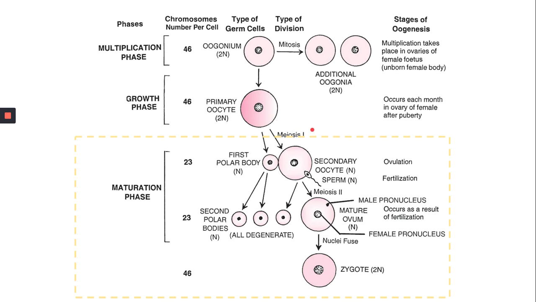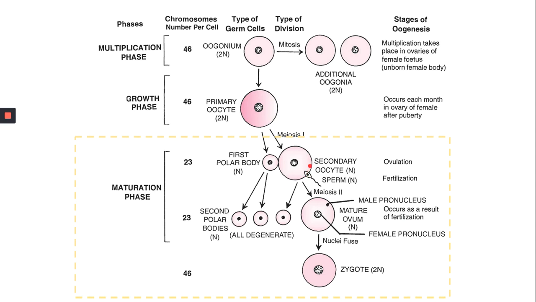Then when the girl is born and reaches her puberty, that's when meiosis 1 will get completed, and this primary oocyte will split into a secondary oocyte and a first polar body. This marks the beginning of the maturation phase. Whose maturation? The secondary oocyte. Now this secondary oocyte will get ovulated. It will get released from the ovary and it will enter the oviduct.